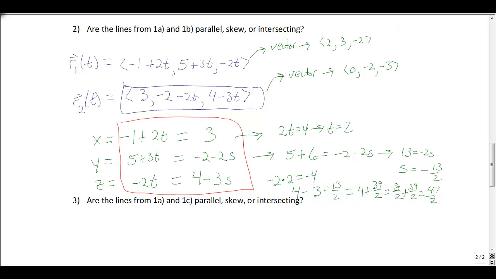But all we really care about is we got different things here. So what happened here is we said that if we plugged in a t and an s, where all of the x's, y's, and z's were the same, if I just look at the x and y equations, t would have to be 2 and s would have to be negative 13 halves. But if I use t is 2 and s is negative 13 halves, that doesn't work out for the z's. So what that means, and sort of the end here, is that these lines are skew. So they're not intersecting. So picture of that.